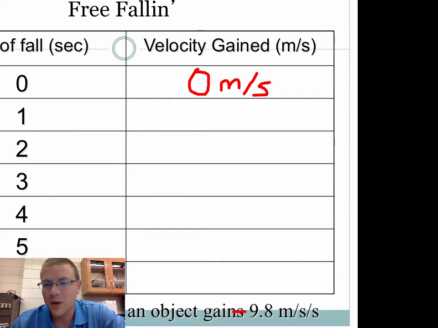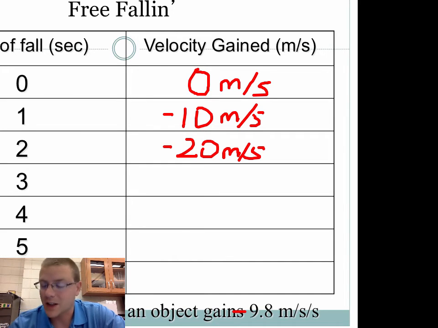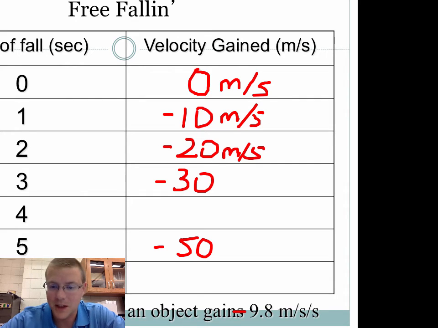WebAssign is going to want 9.8 for g. For this example here on the notes, I'm just going to round g to 10. And you can do this on some of the multiple choice on the AP test. Use 10 since it's a nice round number. It means after the second of free fall, we are now at negative 20 meters per second. After the third second, you guessed it, 30 meters per second. After the fifth second, 50 meters per second.